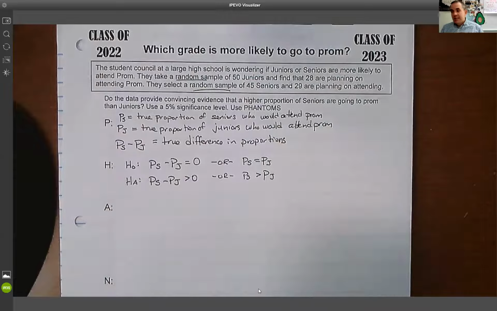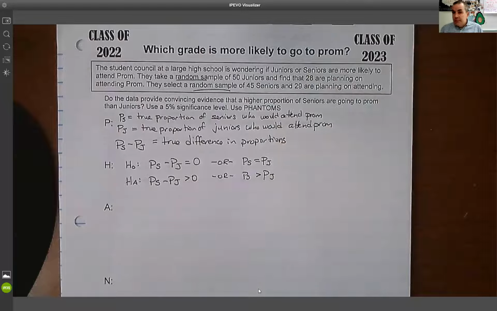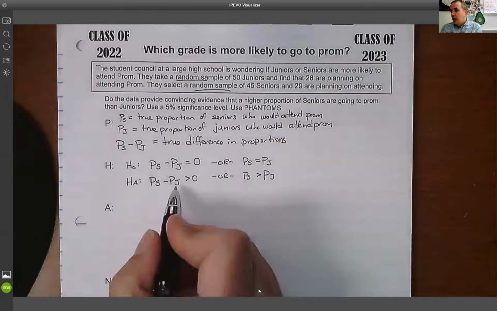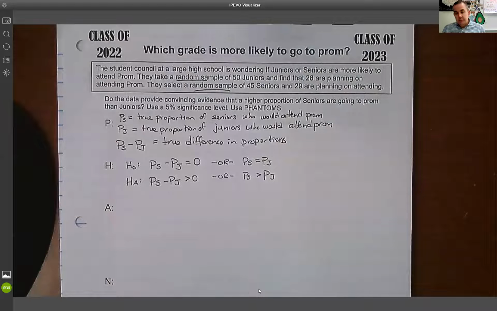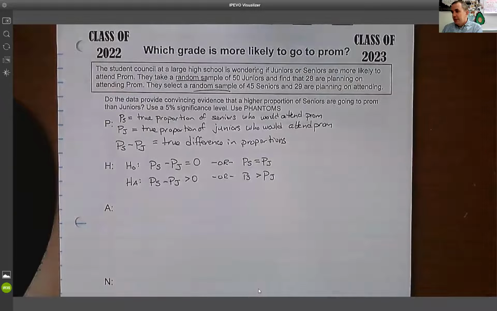So again, let me talk about the hypotheses. The null hypothesis will always be an equal sign. And in the two sample world, it will almost always be equal to 0. The only time it won't be equal to 0 is if the problem clearly states it. The alternative will be one of three symbols: a greater than, a less than, or a not equal to. It'll never be a greater than or equal to, or a less than or equal to. So I have my hypotheses, my null and my alternative.